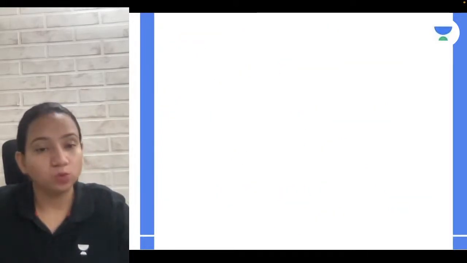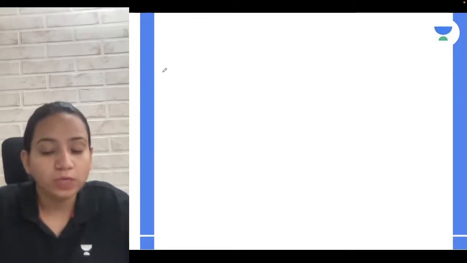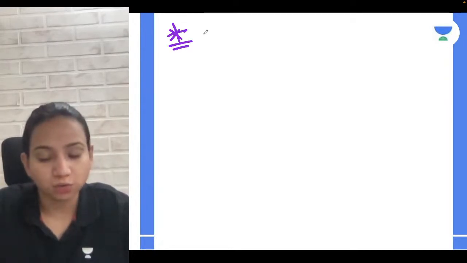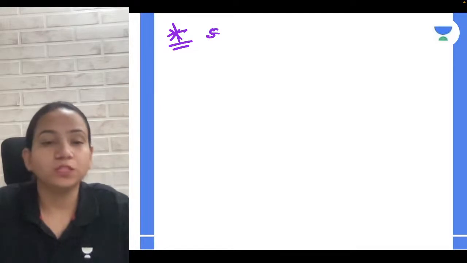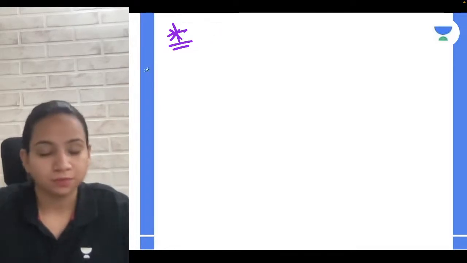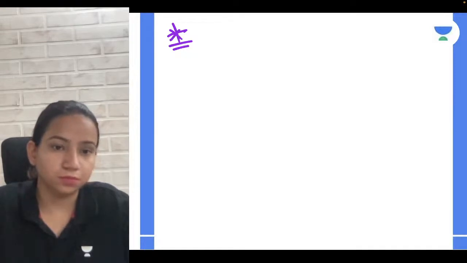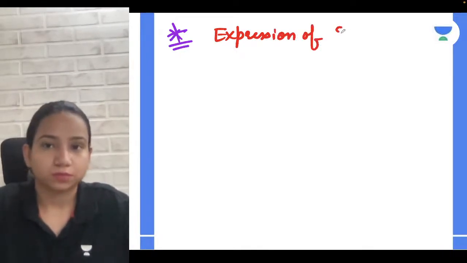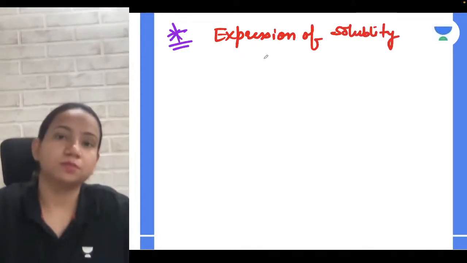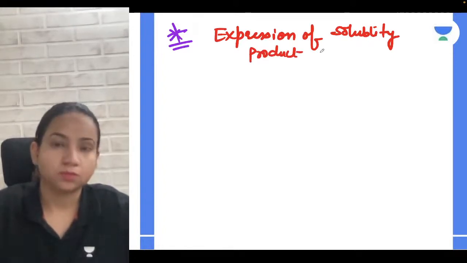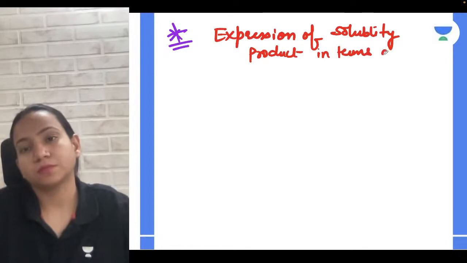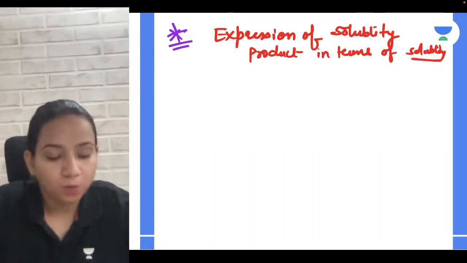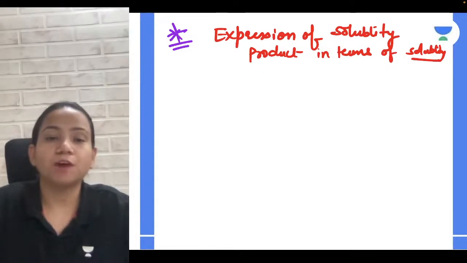Now we have to understand one more term, that is how we can express the solubility product in terms of solubility. So expression of solubility product in terms of solubility, let's understand. How can you get that? First of all, we can talk about 5 cases. In general, we can find 5 types of salt.